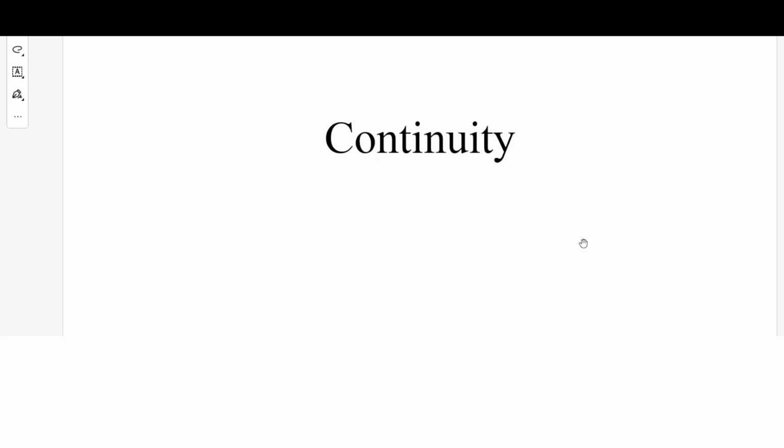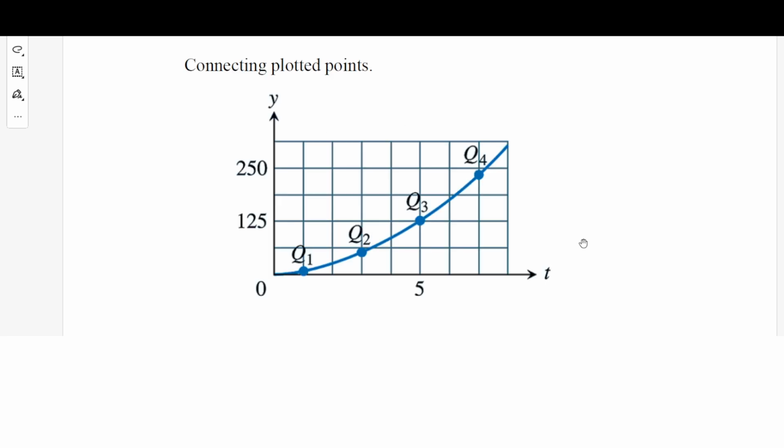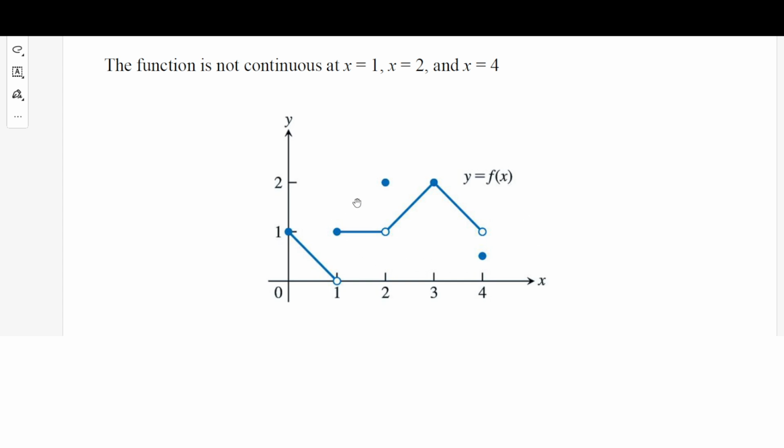Continuity, that's the section here. So let's start with this picture graph here. If you can draw a graph without lifting your pen, then that graph is called continuous. So here you can draw this without lifting your pen. For this picture here, as you can see, when I try to draw the picture, I have to lift.